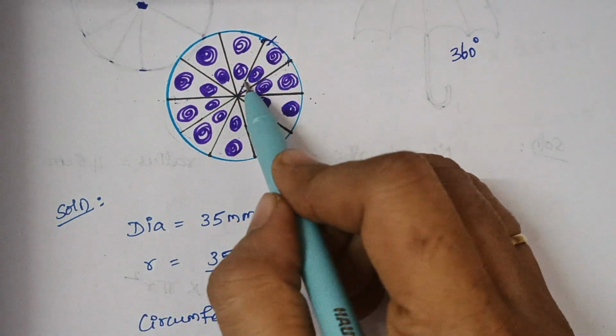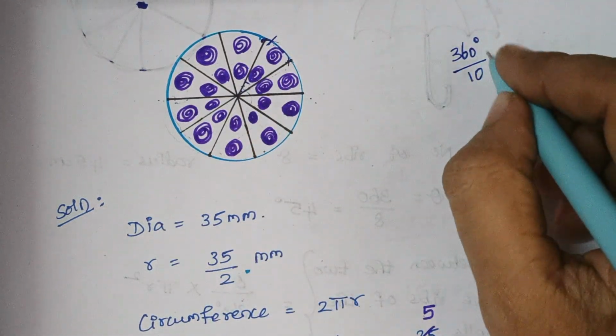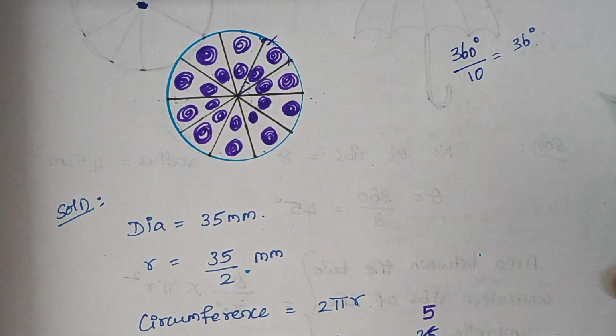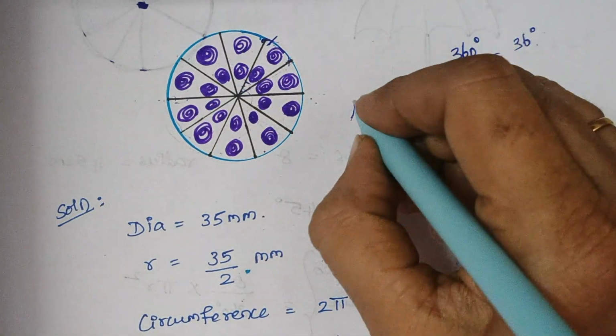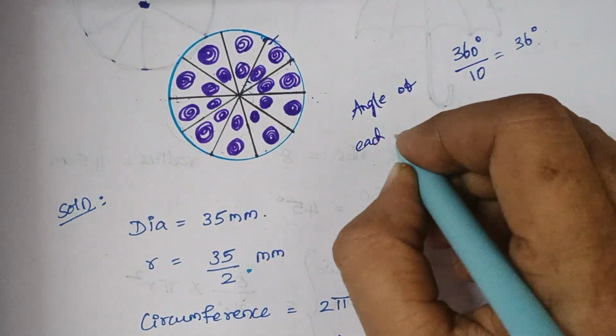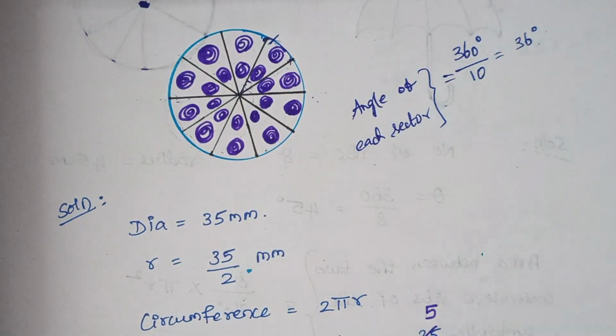So what about the angle of each part? We have to divide this by 10. So 360 by 10 gives you 36 degrees. So this is the angle of each sector. The angle of each sector is 360 by 10, which is 36 degrees.